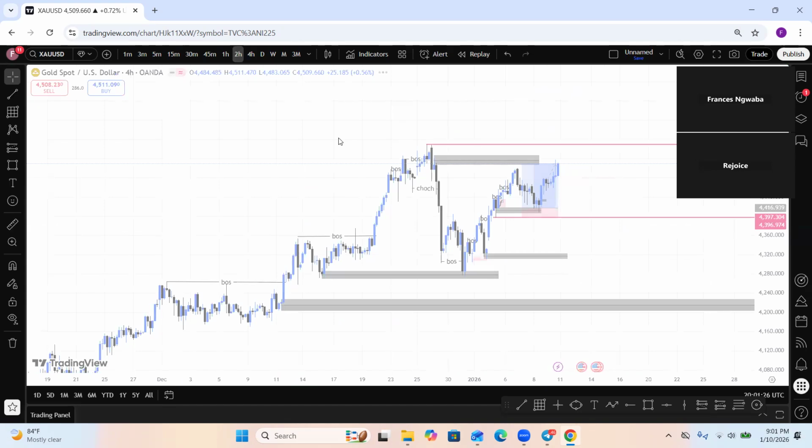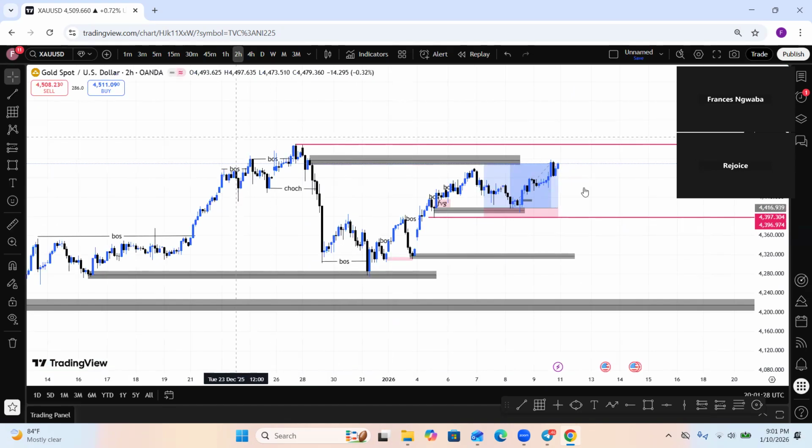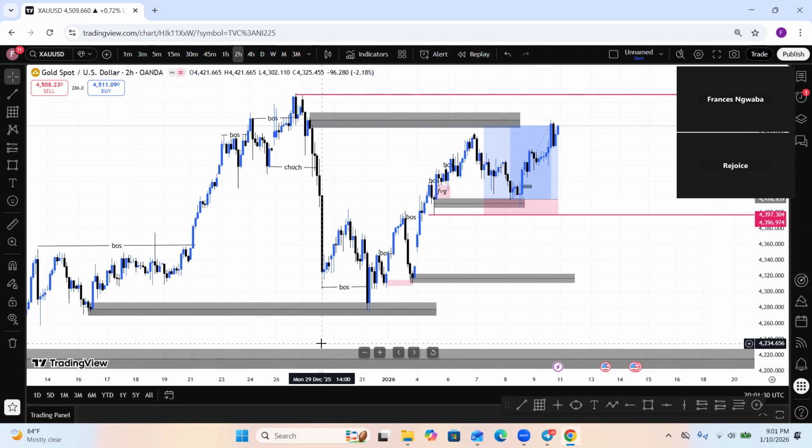Let's use 2 hours. See this level now. This break of structure, this is the order block. What happened? Market came and tapped into it. This is the order block here. Market came and tapped into it.